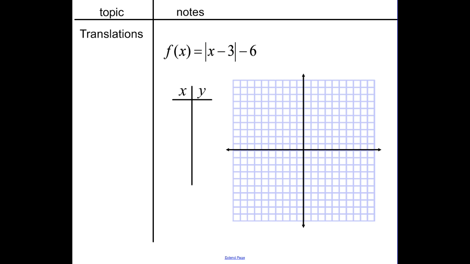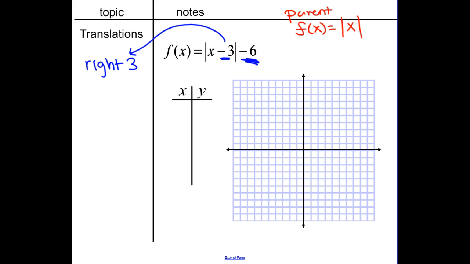So again, let's look at this problem. We have the absolute value here, so we know that our parent function is f of x equals the absolute value of x. That's our parent function. Now we have to look at a couple of things. We have two things that are changing this: the negative 3 and the negative 6. We have to look at where they are. The negative 3 is on the inside of the absolute value, on the inside of the function. So that means it's going to move it opposite, left or right. When it's minus 3, that means it's going to move it right 3 places.